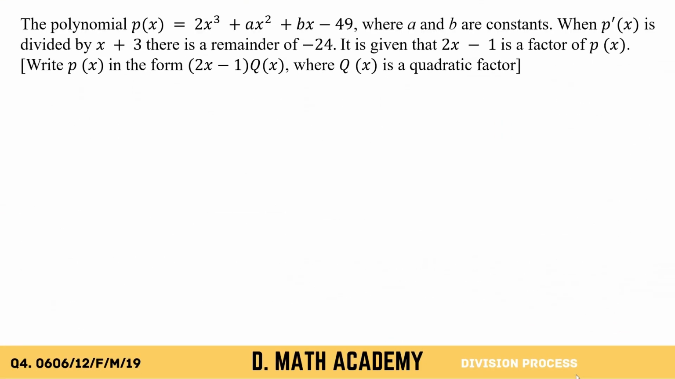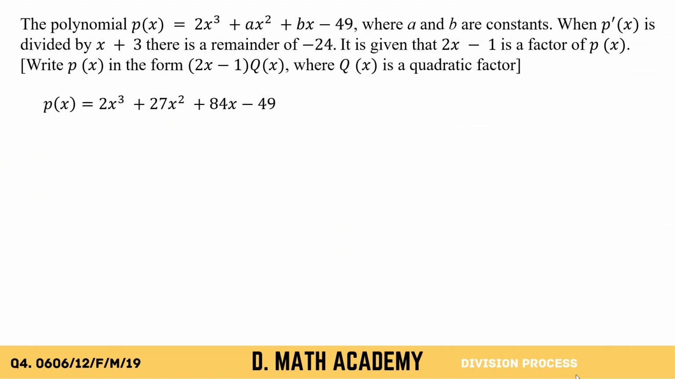Moving on to the last section. The question we're asking you: write p(x) in the form 2x minus 1 times q(x), where q(x) is a quadratic factor. If you notice, they use the same phrase, or same format, to assess you. All the questions about this polynomial topic are somewhat similar. So what you need to do now is the division process that you have learned. Take the a and b information you identified from the simultaneous equation.